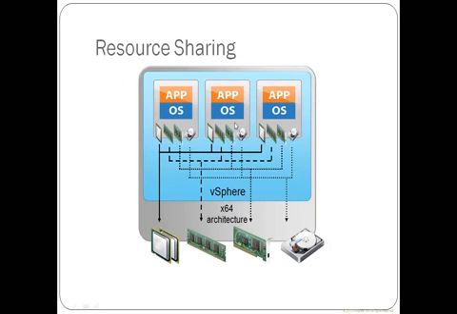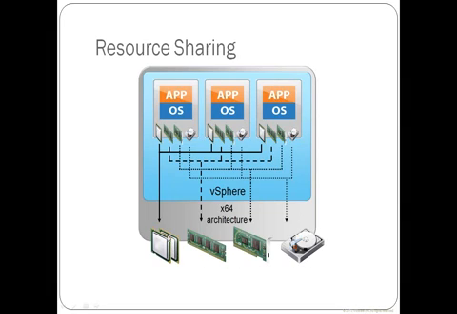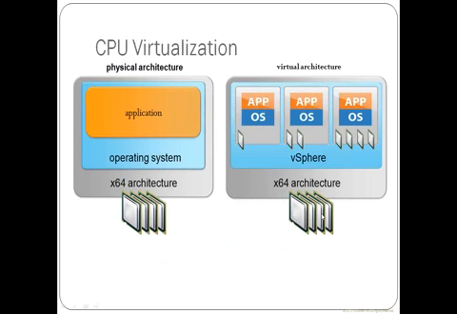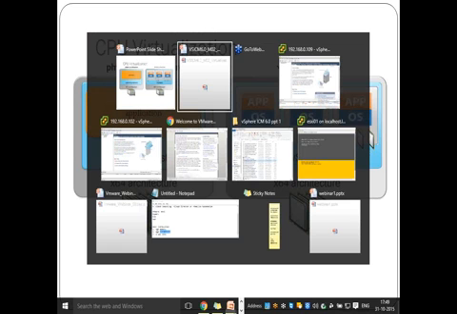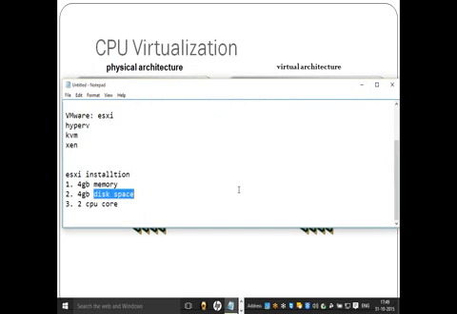So resource sharing is the key of virtualization. Whatever is available in the physical server, it might be CPU, memory, network, or storage, is all things we are now going to share. CPU will be shared for a lot of virtual machines. Now I'll take a typical example of a server where we can understand the CPU sharing.